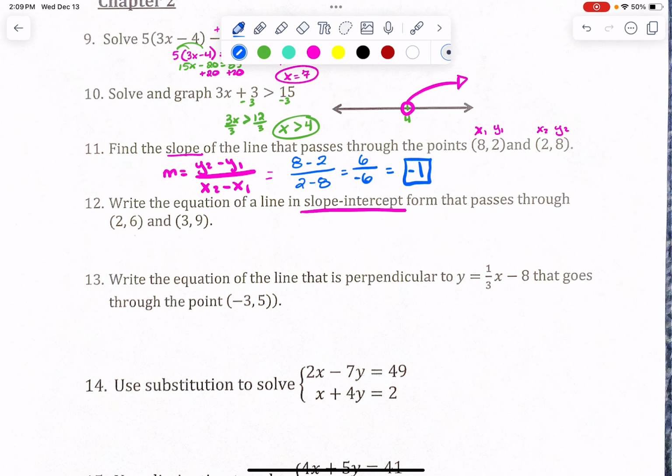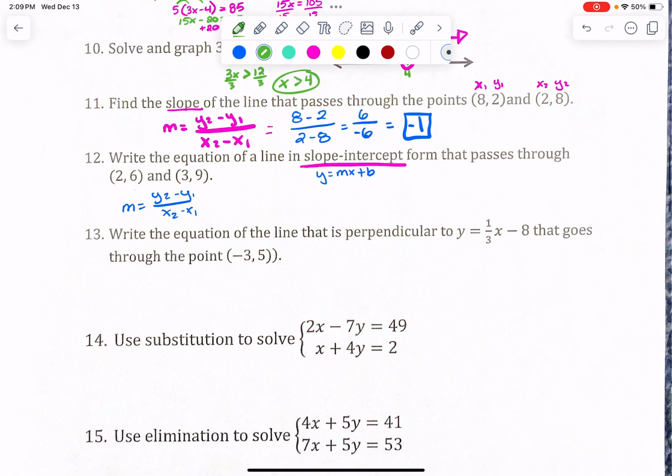Okay. Now, this one is a little bit more involved because you want slope-intercept form. We want y equals mx plus b. So we're going to find m first using that formula, y2 minus y1 over x2 minus x1, and then I'm going to use that to find the b. So for my m, y2 is 9 minus 6 over 3 minus 2. 9 minus 6 is 3. 3 minus 2 is 1. So my slope is 3.